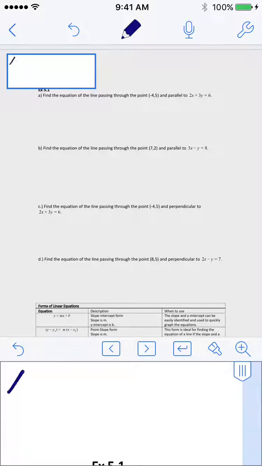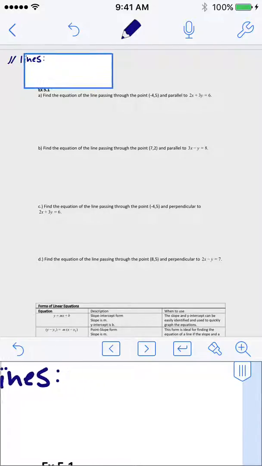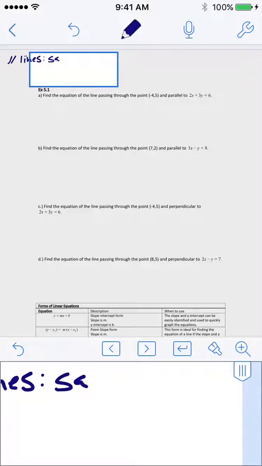So, parallel lines. Parallel lines have what kind of slopes? That's right, they have the same slope. They have the exact same slope. So if line number 1 has a slope of 3, line number 2 has a slope of 3.